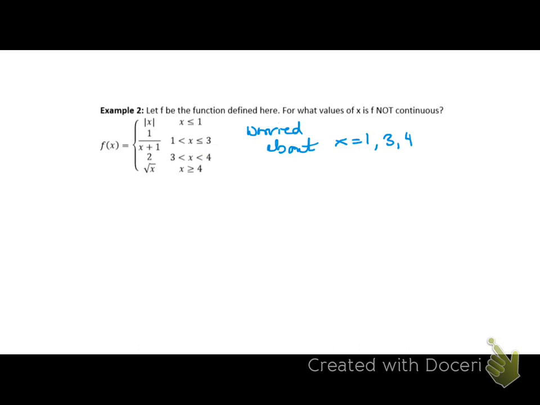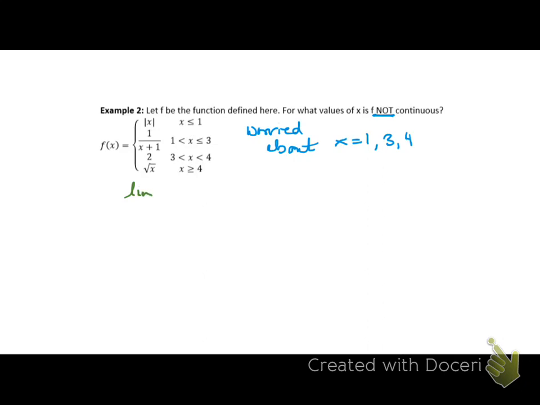In order to do this, I'm going to have to find the limit as x approaches each one of those numbers from the left and from the right. Because it's a piecewise function, we have to test both sides and make sure that they're the same. If they're not, then it wouldn't be continuous there. Remember, our answer is where it's not continuous, so I'm going to end up circling the ones that are not continuous.